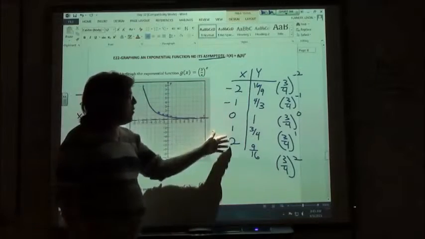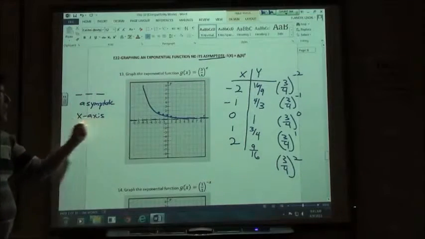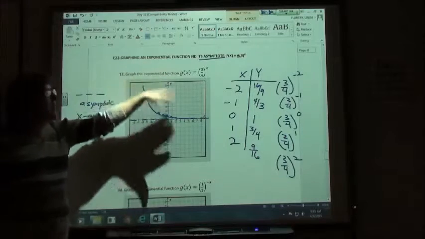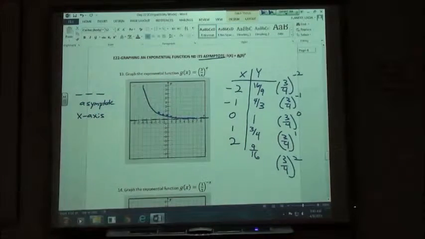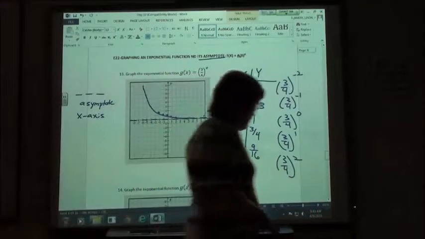So we'll do our 5 points. We'll put our asymptote right on the x-axis, because this one doesn't have any plus or minuses, so it's not going to move. And then when you hit graph, it's going to draw your graph. Look, something like that. All right.